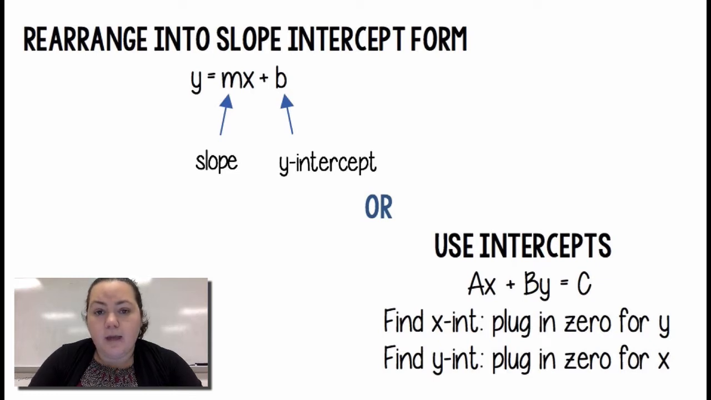So if you have it in the form ax plus by equals c, you find the x-intercept by plugging 0 in for y, and you find the y-intercept by plugging 0 in for x, and then solving.